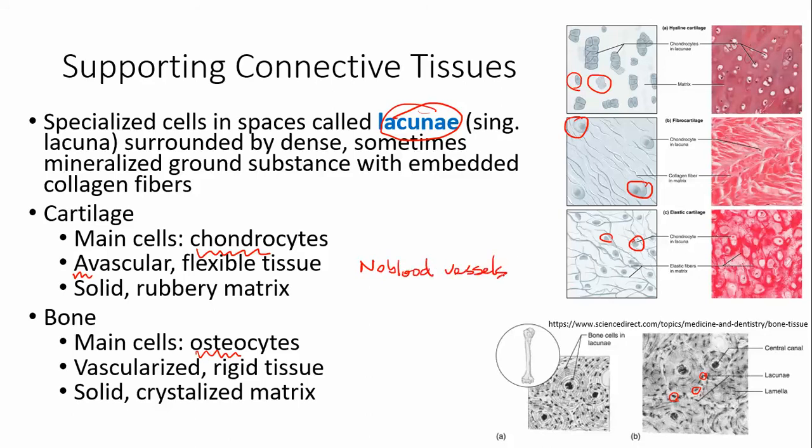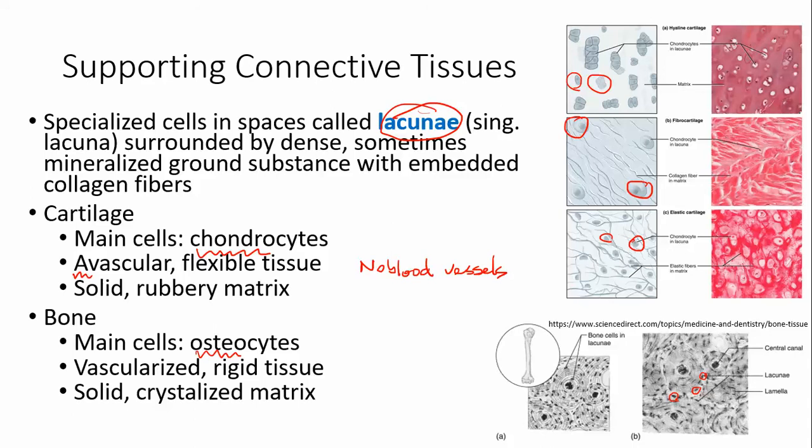Because of this lack of blood vessels, the cells can't get nutrients as easily as other cells, and they don't reproduce as quickly, which means when you damage your cartilage, it stays damaged longer. But it is not only a solid matrix, it's rubbery, which means it's flexible. So hopefully that will result in less injuries to it.